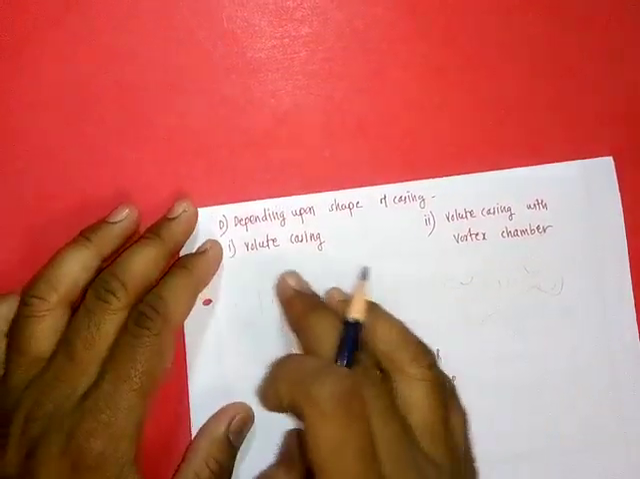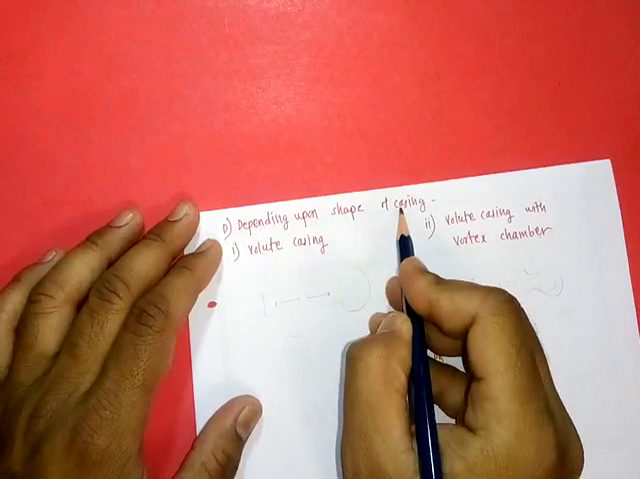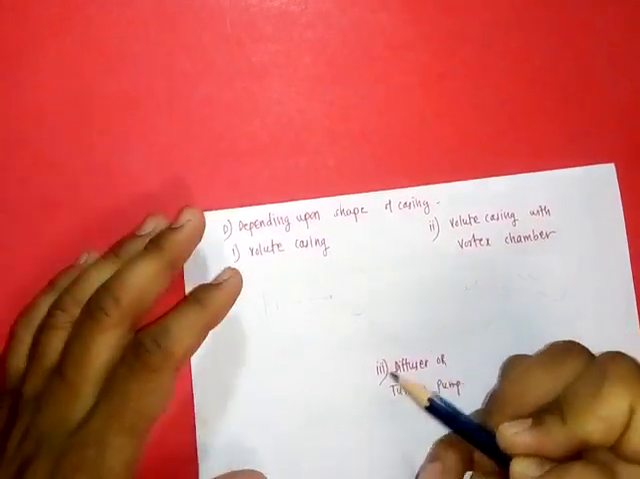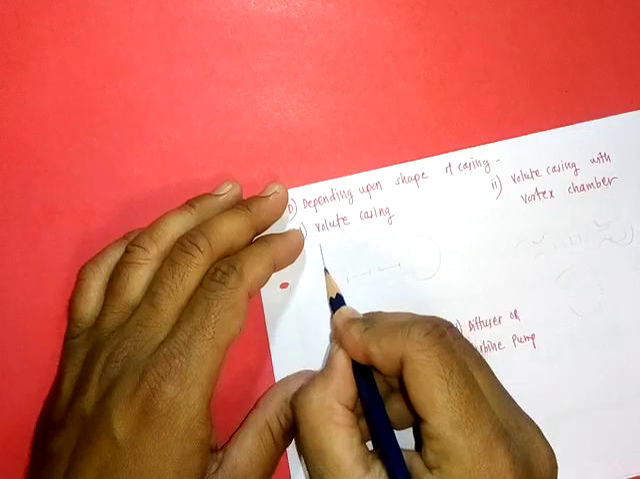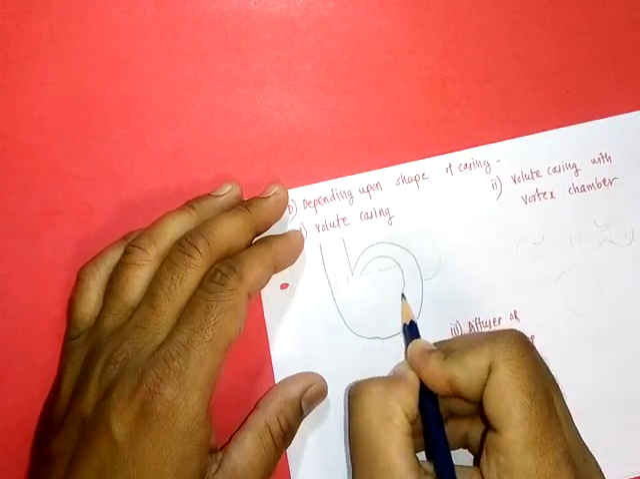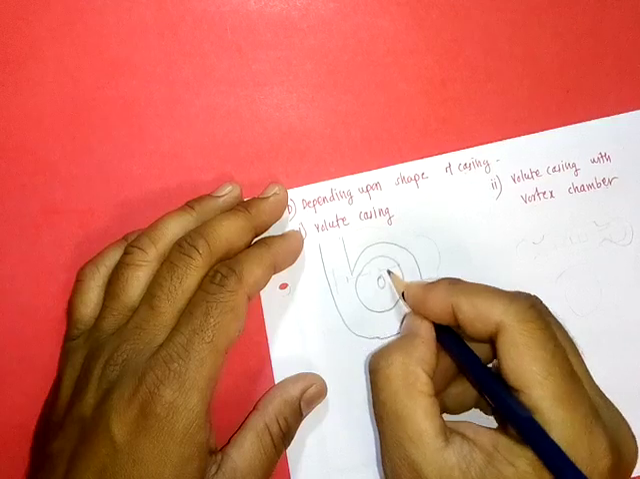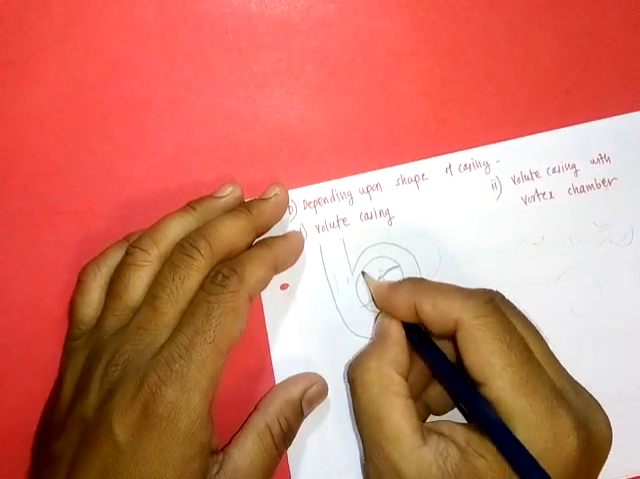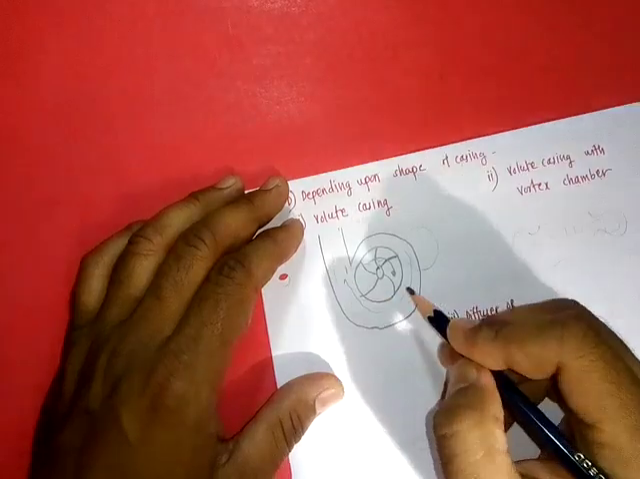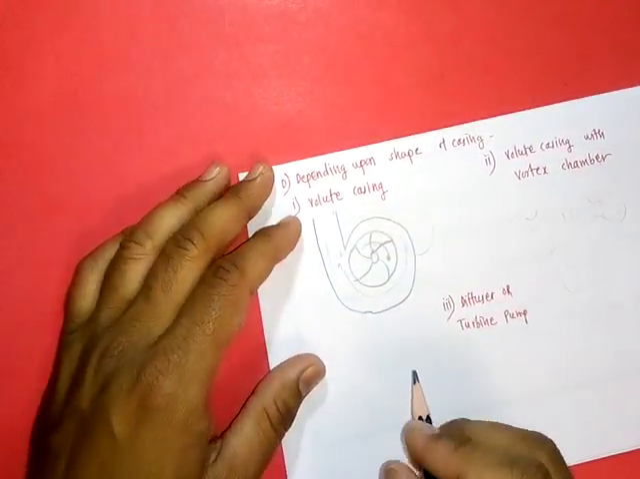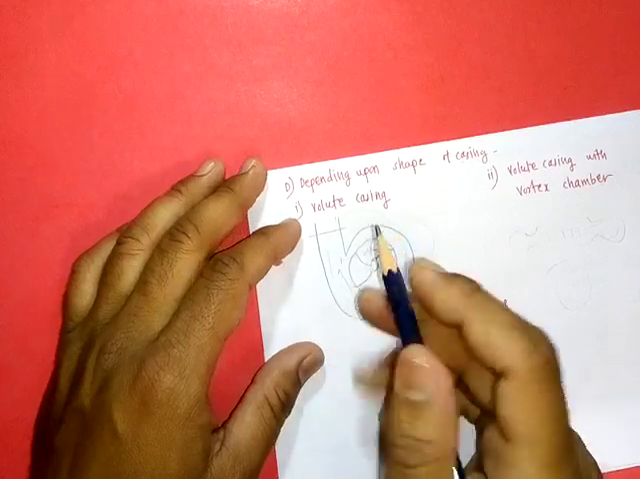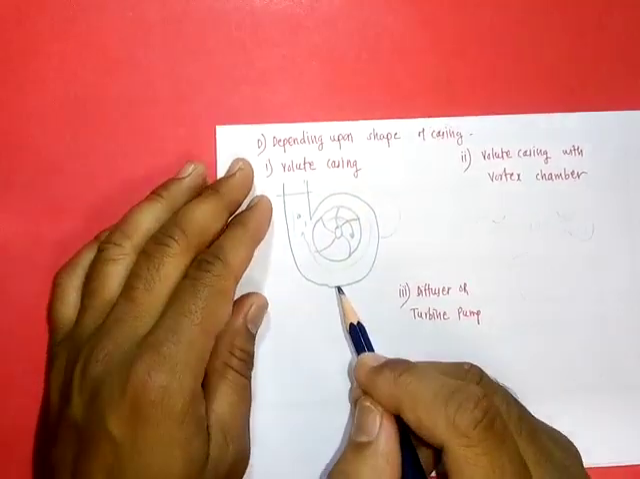Next is the classification depending upon the shape of casing: volute casing, volute casing with vortex chamber, and diffuser or turbine pumps. Volute casing means a simple casing increasing its diameter. Then this is the impeller, which is rotated in this sense. In this diagram, the area is increasing in the direction of flow. So this is our simple volute pump. The area is increased in order to reduce velocity and convert velocity head into pressure head, which is useful to lift water to a high level.